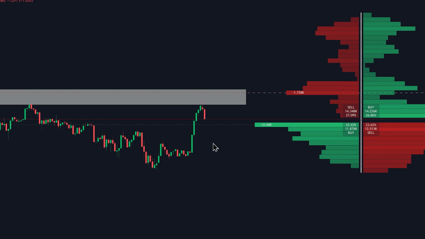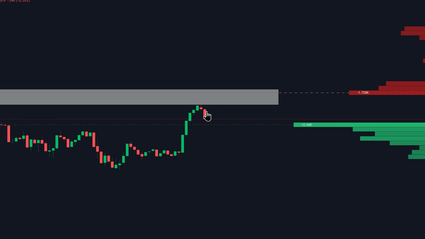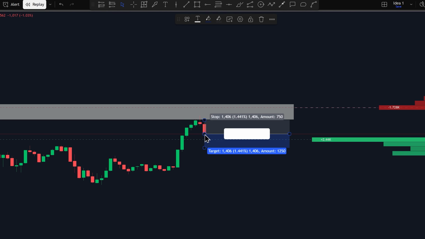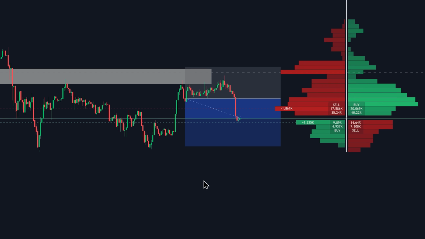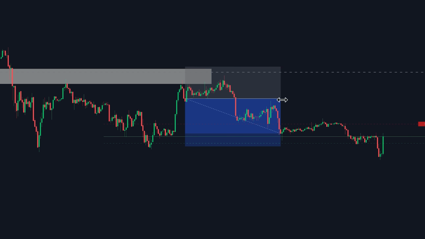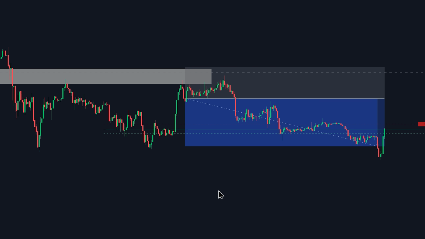Now, a few hours later, price taps the level, rejects, and prints the engulfing candle. We take a short position. And as you can see, after some time, the trade is profitable with a 1 to 1.5 risk-reward ratio.